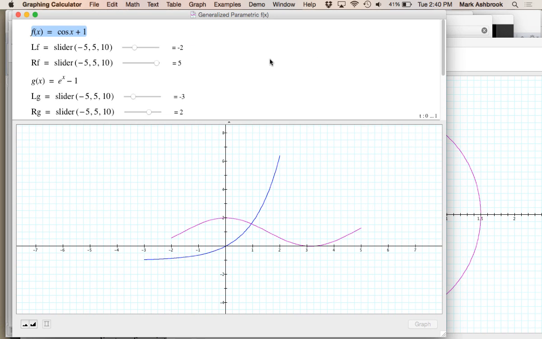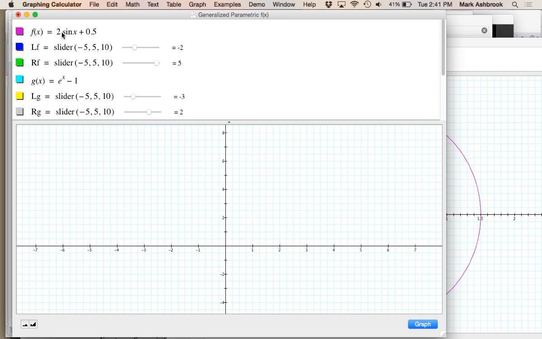And this is the generalized parametric. What I have there, I'm graphing the function cosine x plus 1, and that's the purple one, but I could change that. So it could be 2 sine x plus a half. And then g of x, right now I have e to the x minus 1. I could do negative a half x cubed along with that, say. Does it show something?